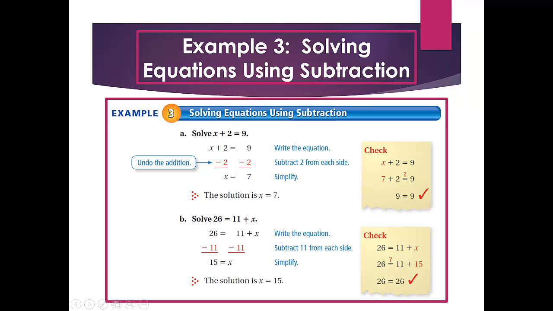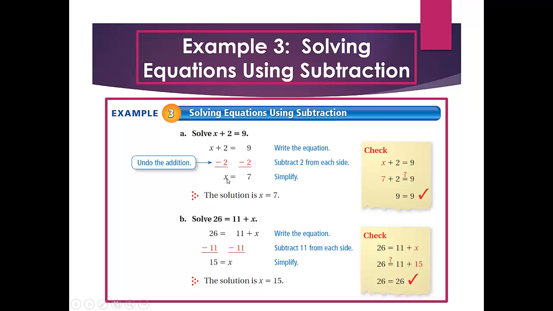For our third example, we're solving equations using subtraction. So for A, we have solve x plus 2 equals 9. For this problem, we want to undo the addition. So the opposite of addition is subtraction. So we're going to subtract 2 from each side.